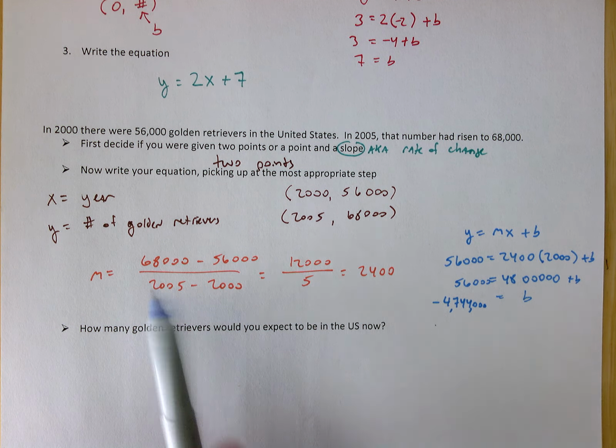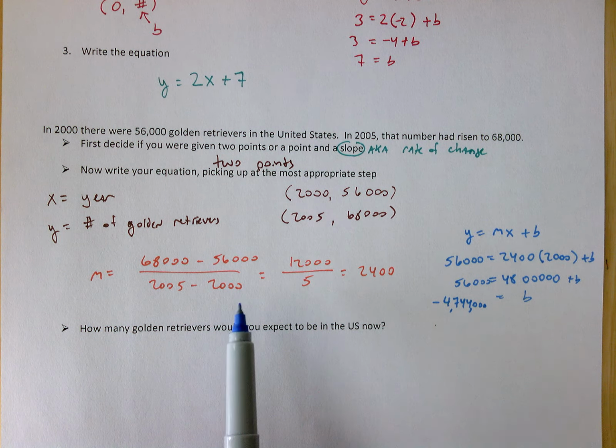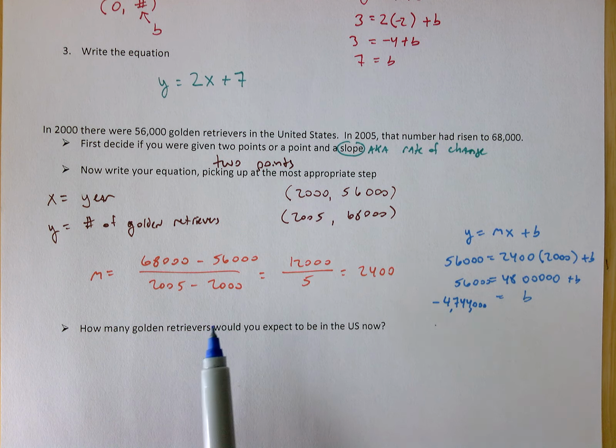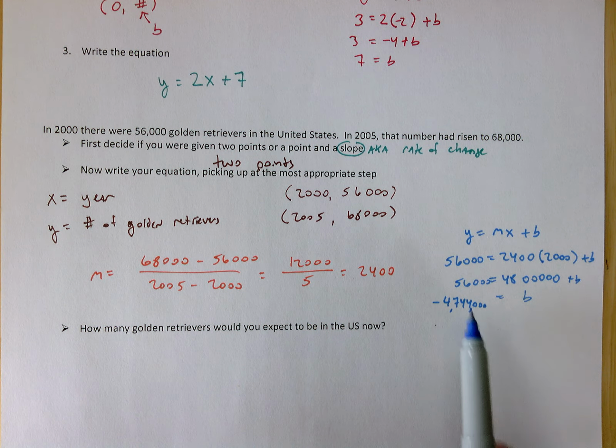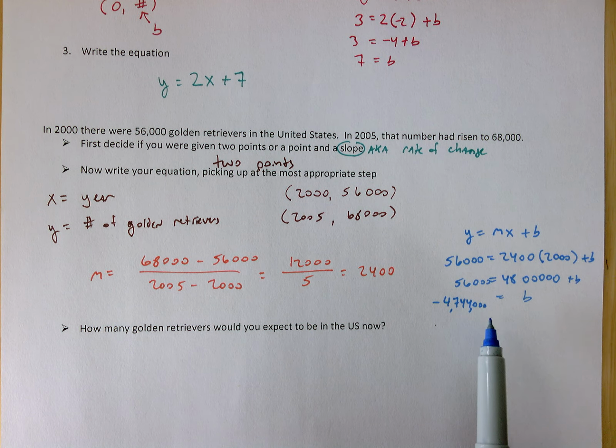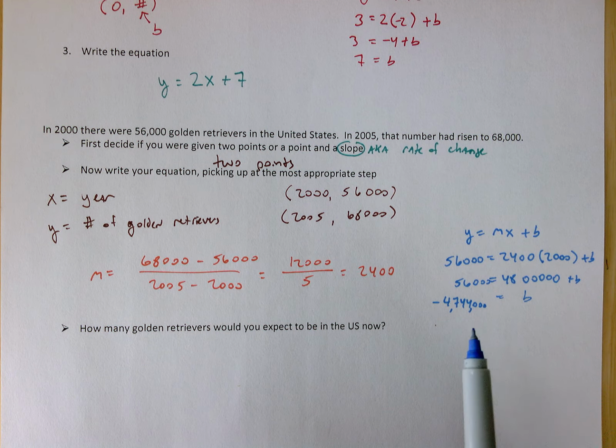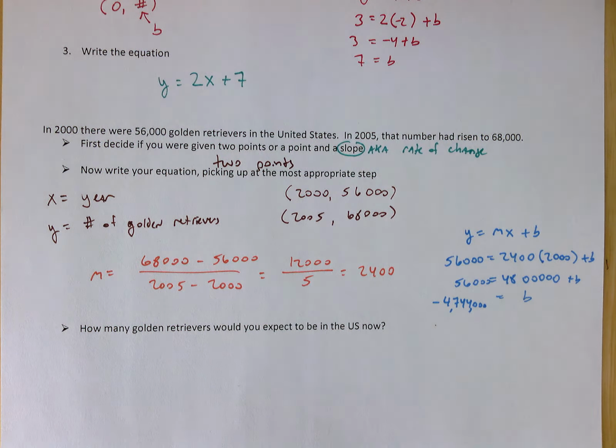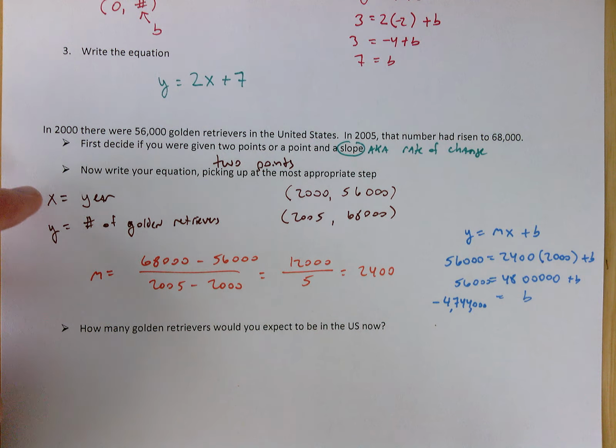One, the models that we set up for different real life situations really only work for a very limited time scale. Obviously, it does not make sense to say that in the year 0, there were negative 4 million golden retrievers in the United States, right? That doesn't make any sense whatsoever, okay? So most of the time when we use these kinds of models, we just use them on a smaller scale, which is why we might define our variables to be something other than just x is the generic year, okay?